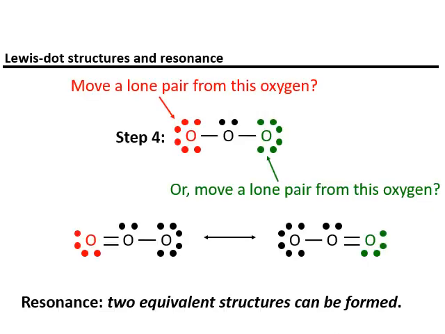Next slide. So look at the bottom. You see two different structures with a double-headed arrow between them. The one on the left has the double bond on the left side. The one on the right has the double bond on the right. They're equivalent. They're absolutely equivalent. So there's really no difference between them. The formal charges will be the same. So when you have that situation where you have two or more equivalent structures with the same formal charges, then you call that resonance.